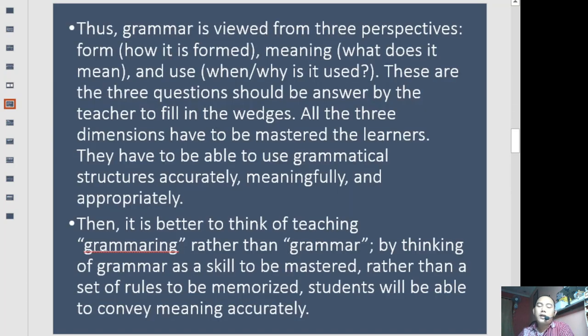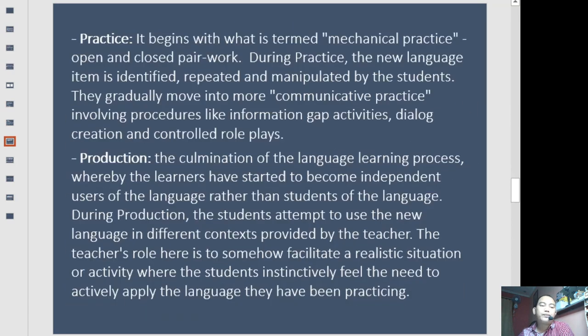Thus, grammar is viewed from three perspectives: from how it is formed, meaning what does it mean, and use, when or why is it used. These are the three questions that should be answered by the teacher to fill in the wedges. All three dimensions have to be mastered by the learners. They have to be able to use grammatical structures accurately, meaningfully, and appropriately. Then it is better to think of teaching grammaring rather than grammar, by thinking of grammar as a skill to be mastered rather than a set of rules to be memorized. Students will be able to convey meaning accurately.